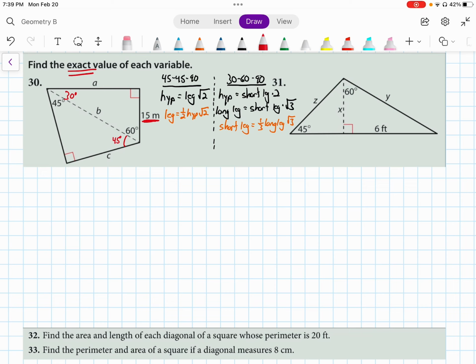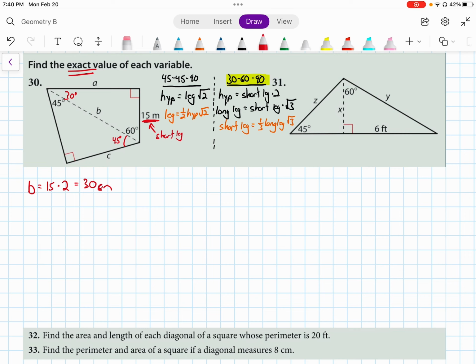So we're starting with the 30, 60, 90 formulas. We know that if we have the short leg, we can find the other two pretty easily. We know the hypotenuse, which is b, equals the short leg, which is 15, times 2. So b is 30 centimeters.